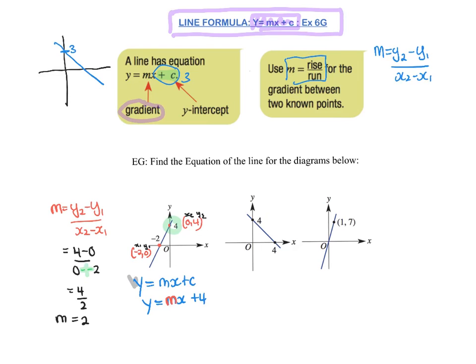So we know the gradient equals 2, so we can pop that into here, and we now know the equation of this line is y equals 2x plus 4. All right, so let's do the next one.